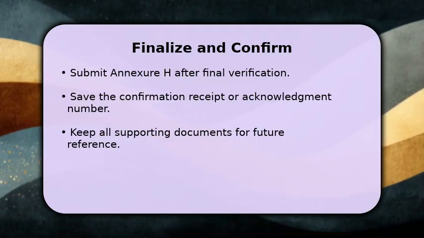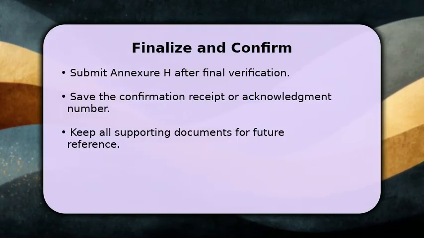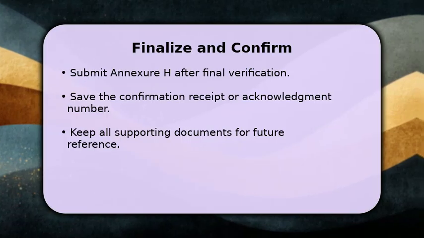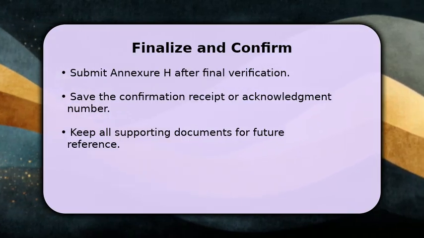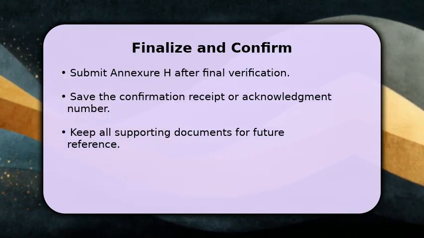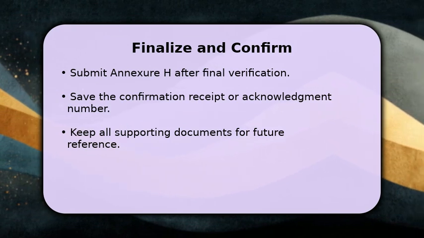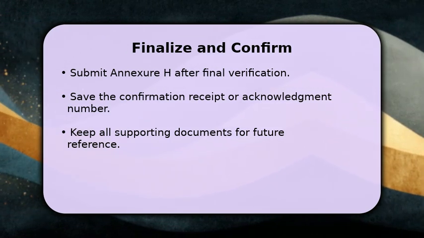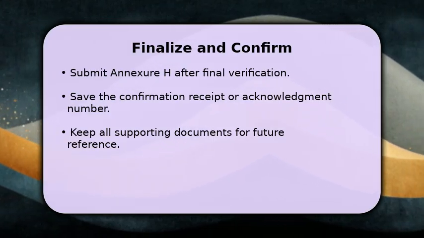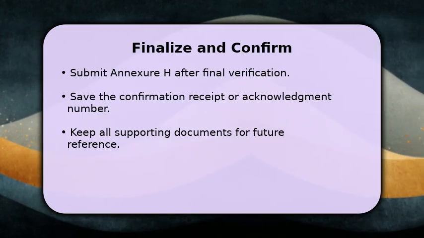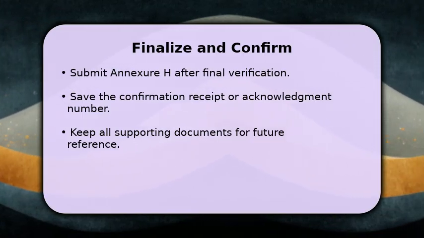Finally, let's finalize and confirm your submission. After your thorough review, proceed to submit Annexure H. Once submitted, it is absolutely essential to save the confirmation receipt or acknowledgement number provided by the system. This serves as proof of your filing. Additionally, keep all your supporting documents organized and readily accessible for any future audits or inquiries.